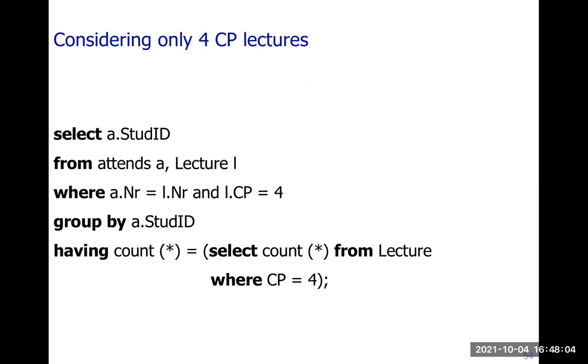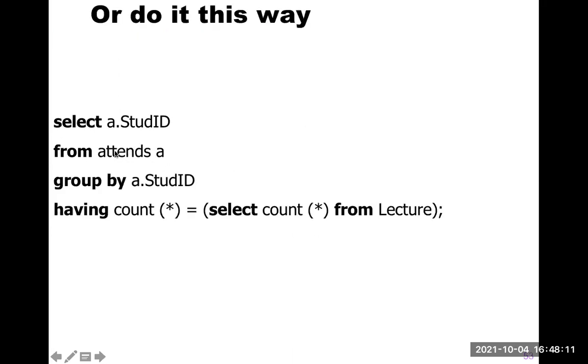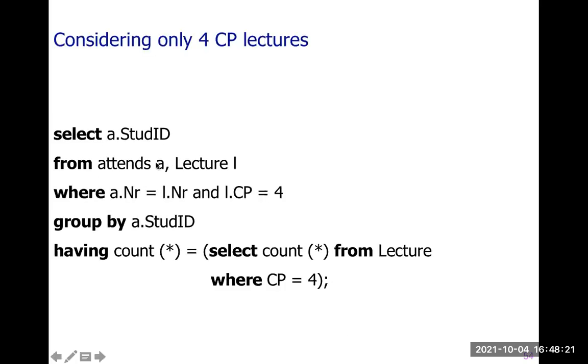If I want to consider only 4 points lectures, I filter them here. I check that attendance. Here, I just look at all the attendance records, but I need to check that the student attended all the 4 points lectures, and I don't care for others. So I need to find all the lectures, so attendance records for only lectures with points equal to 4. I need to join it and search for what I want.